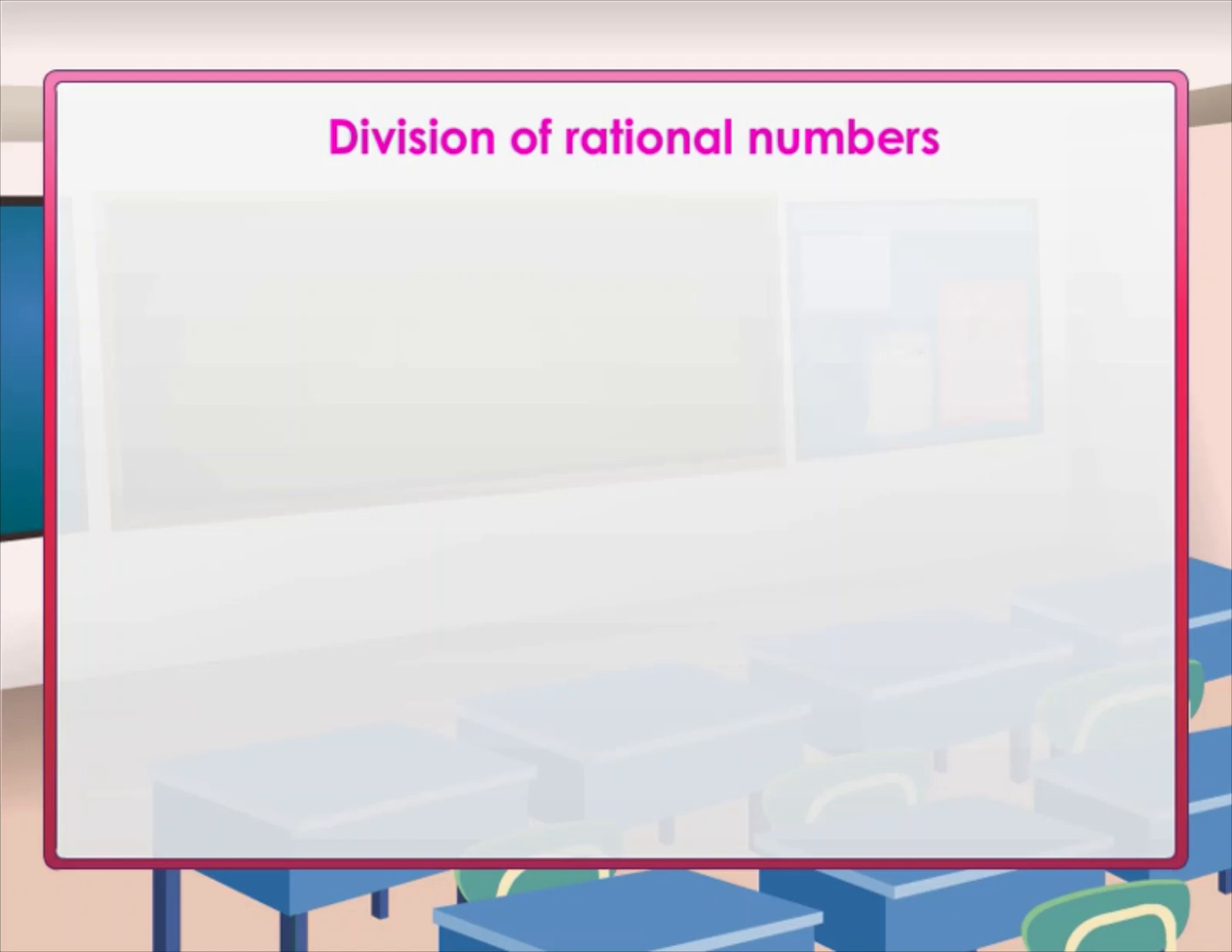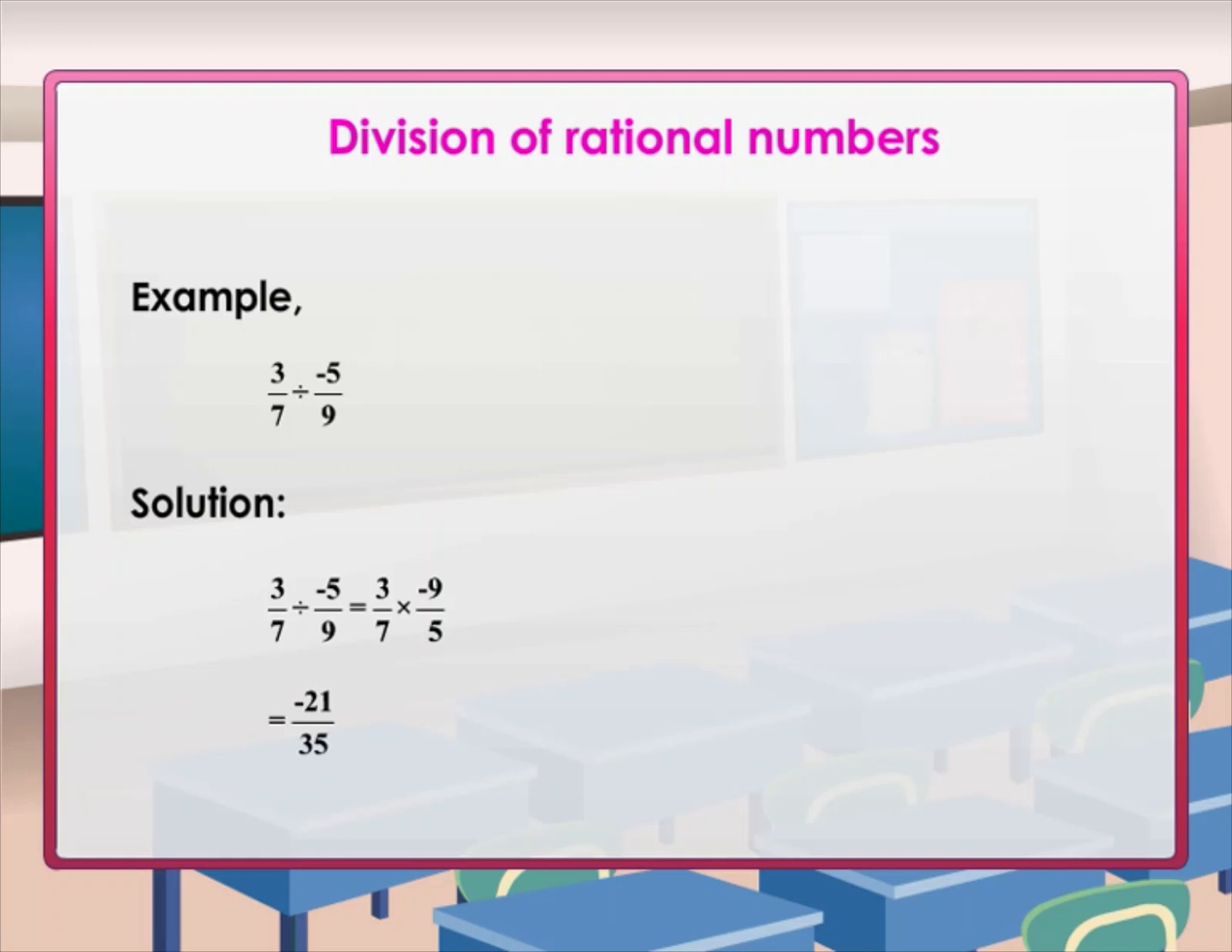Division of rational numbers. So far we have seen addition, subtraction, multiplication, and reciprocal of rational numbers. Now you will learn division of rational numbers. When we divide a rational number by another rational number, what do we get? Let us try with the example 3 by 7 divided by minus 5 by 9. When we divide a rational number by another rational number, we convert the divisor into its reciprocal. We get minus 27 by 35.